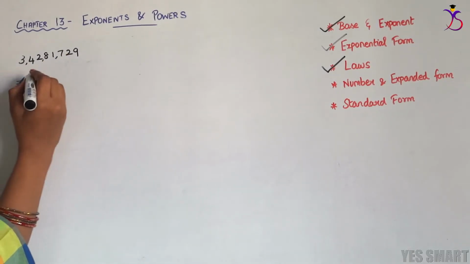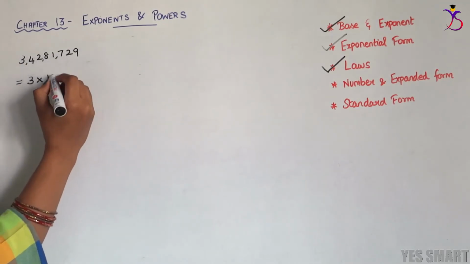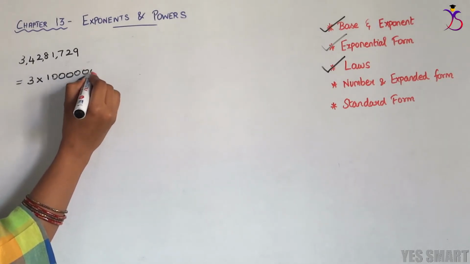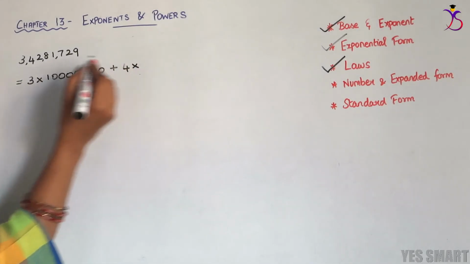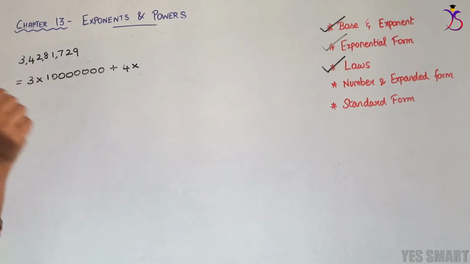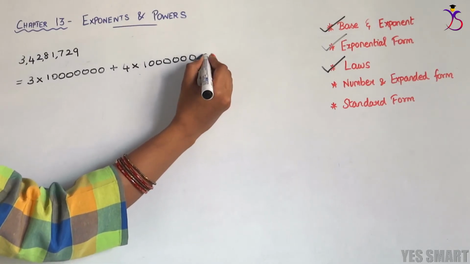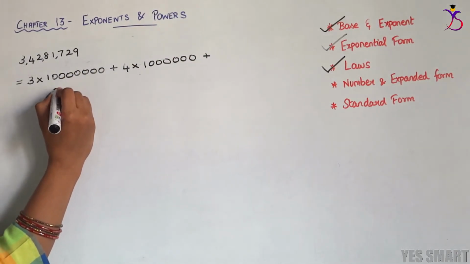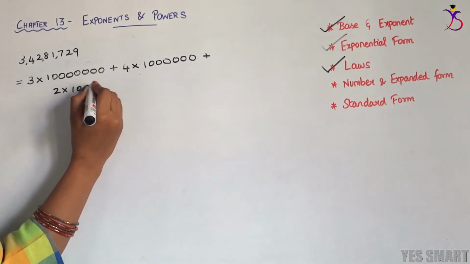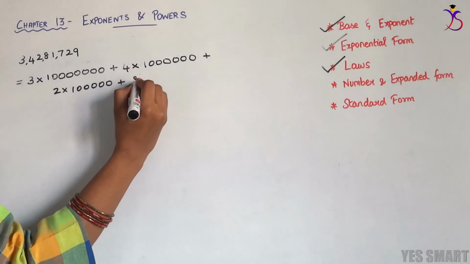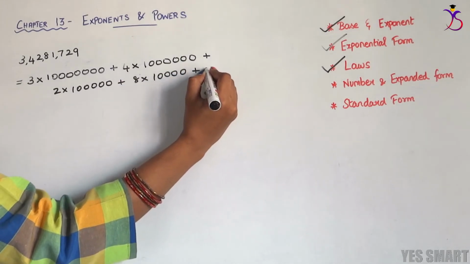Therefore, the first digit is 3. 3 into 1, 2, 3, 4, 5, 6, 7, so 7 zeros. So 1 followed by 7 zeros, plus 4 into 1 followed by 6 zeros, plus 2 into 1 followed by 5 zeros. Gradually the zeros will decrease because we move to each digit. Therefore now it is 5 zeros, which is 1 lakh. Plus 8 into 1 followed by 4 zeros, which is 10,000.